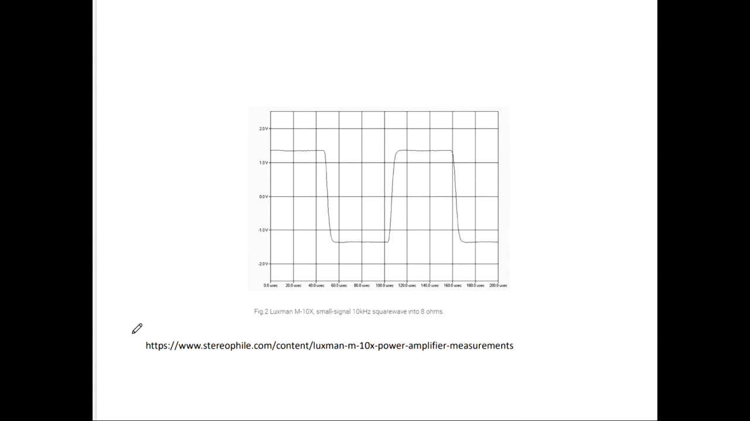Let's look at some images taken from Stereophile. I like Stereophile magazine. I enjoy that publication. This is a 10 kilohertz. Remember what hertz means, cycles per second, 10,000 cycles per second. Now, this was called a sine wave, and we're looking at a square wave, and it's self-explanatory. It's a signal that looks more like a square. 10 kilohertz. Now, what domain are we looking at it in?